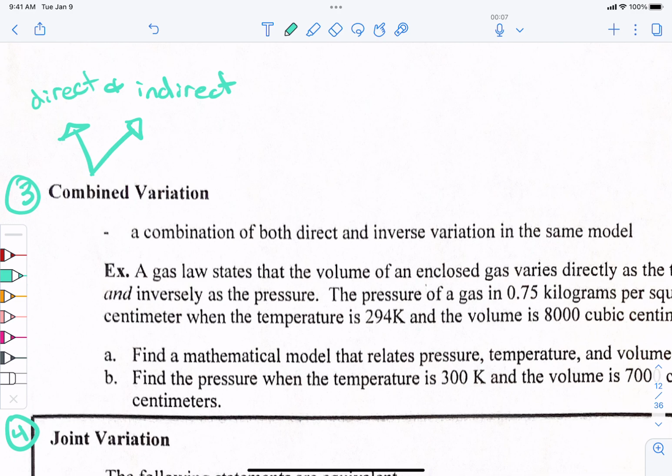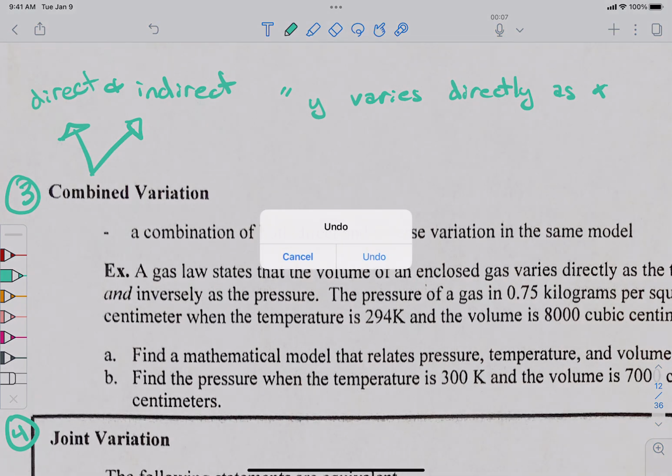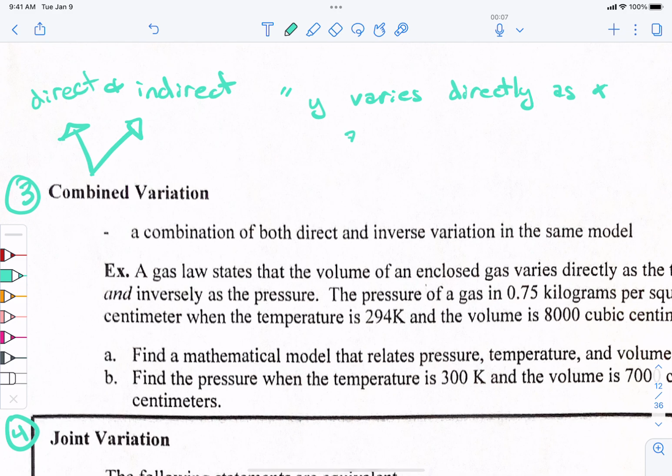Direct and indirect variation is combined. Write this at the top of your paper: y varies directly as x and inversely as z.